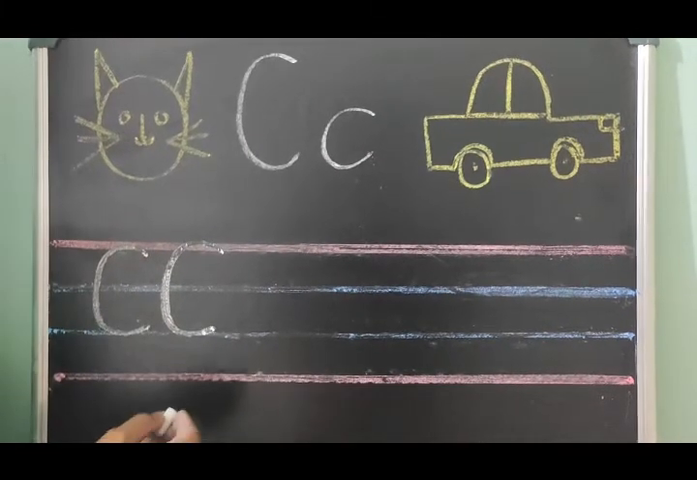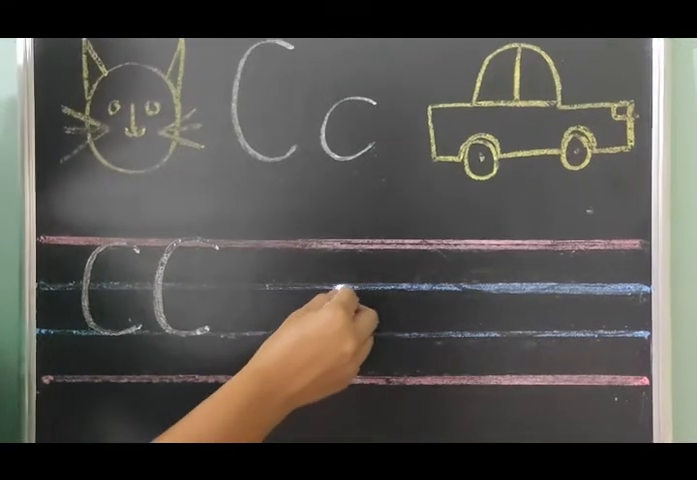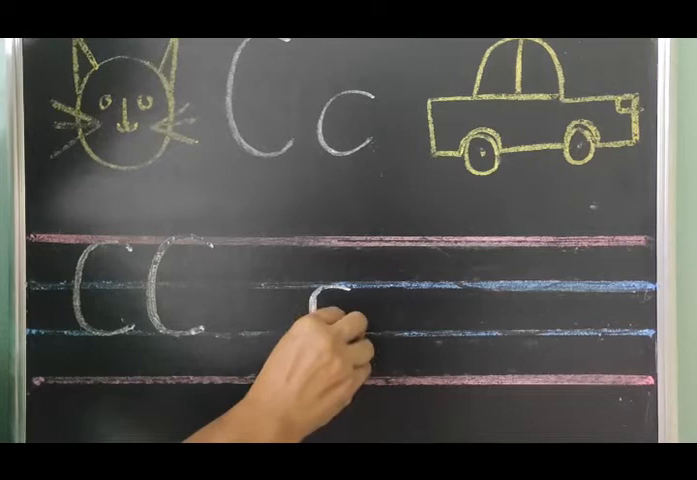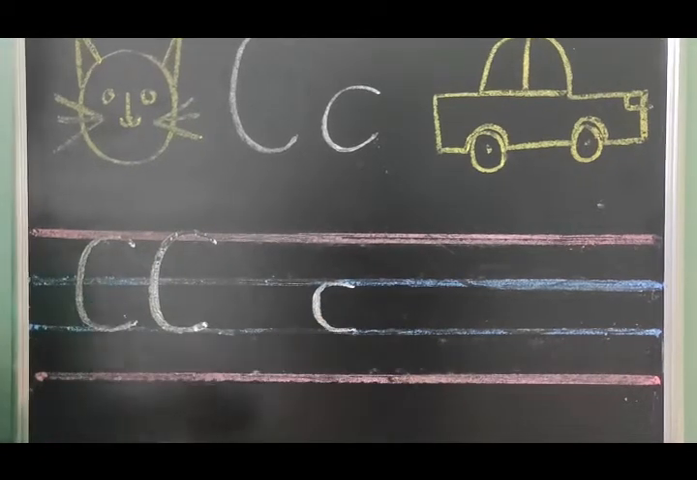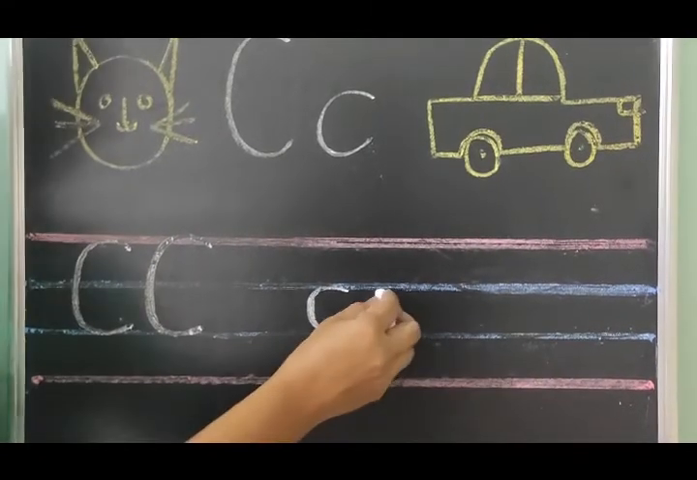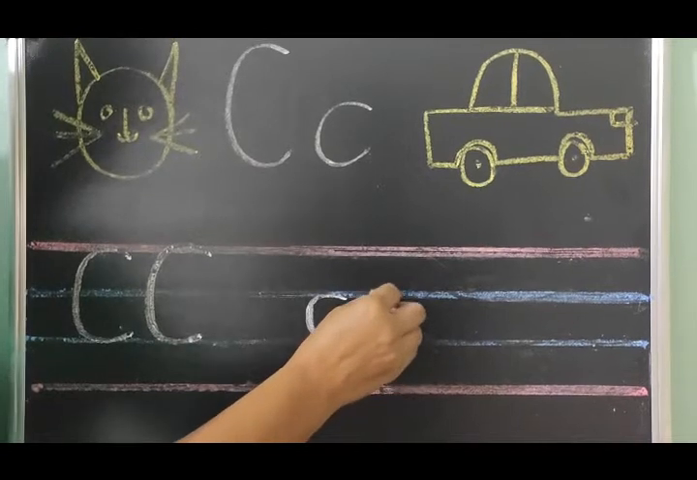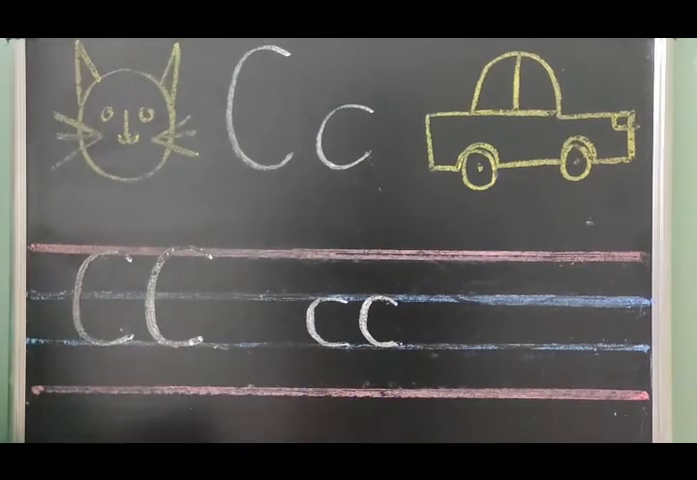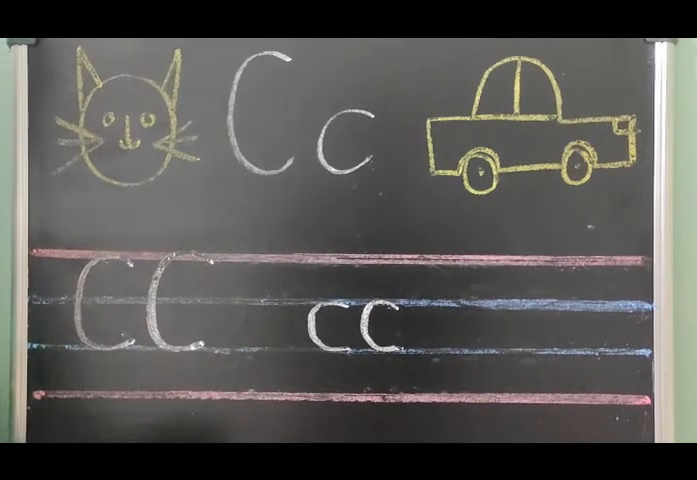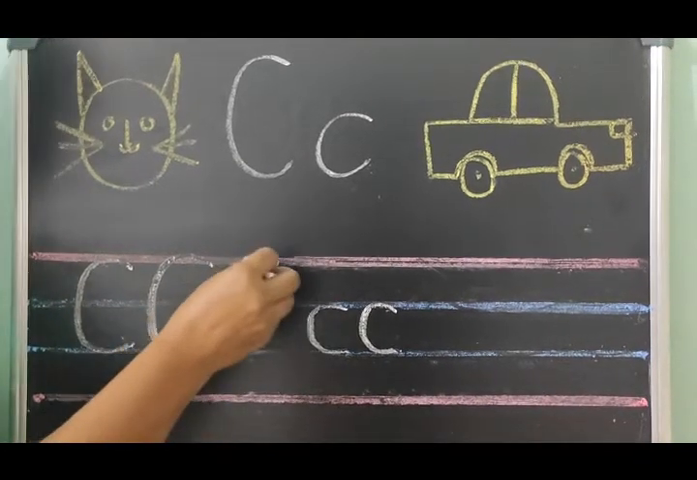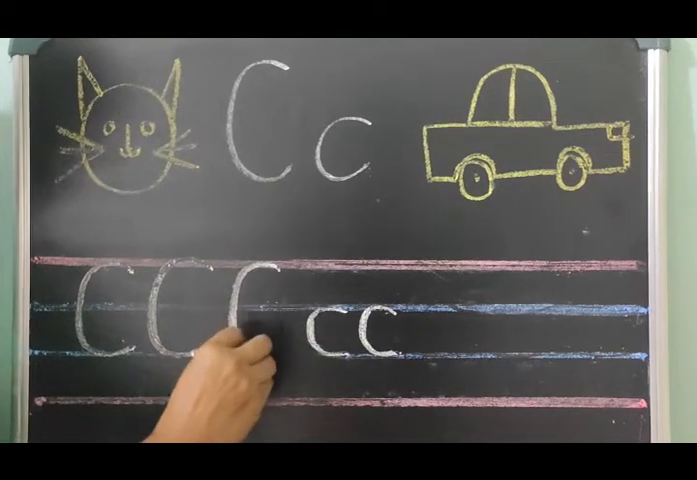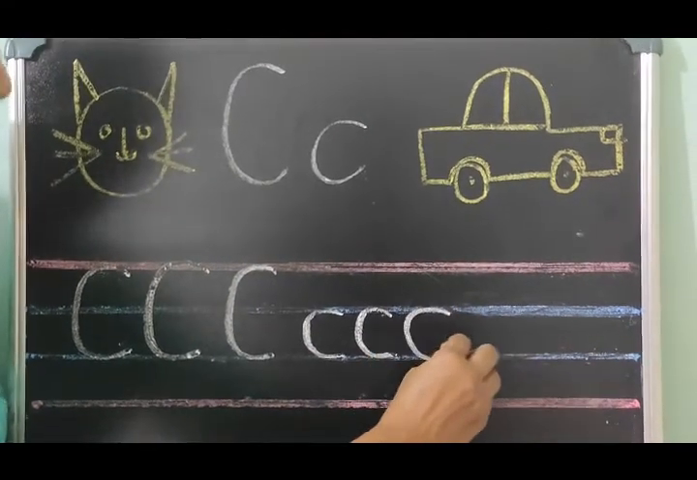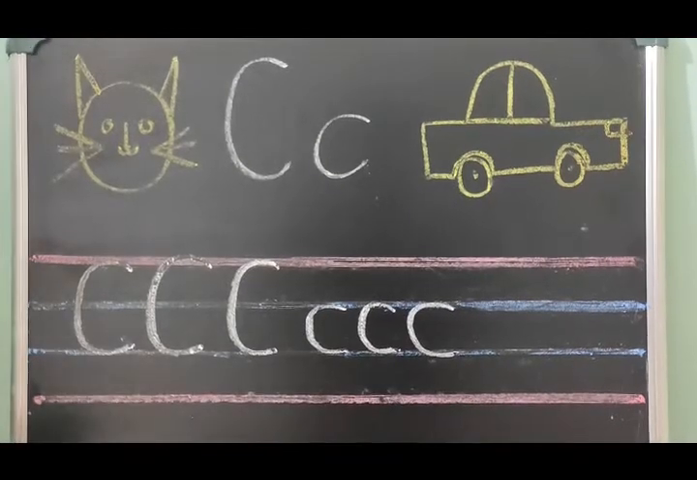Let's learn small letter C. From the blue line to the blue line, you have to write a curve like this. You have to practice writing letter C, capital letter C and small letter C in your notebook.